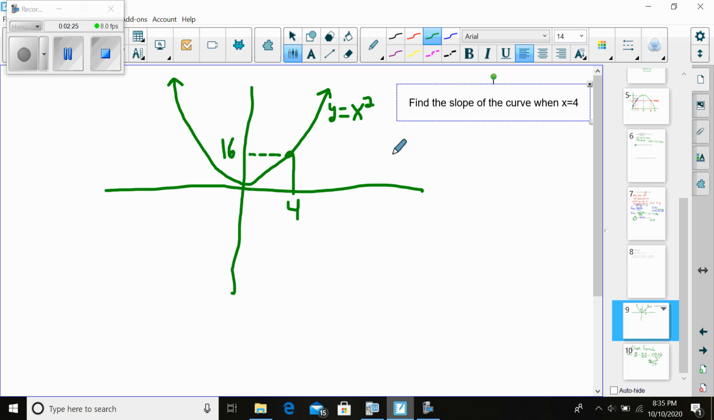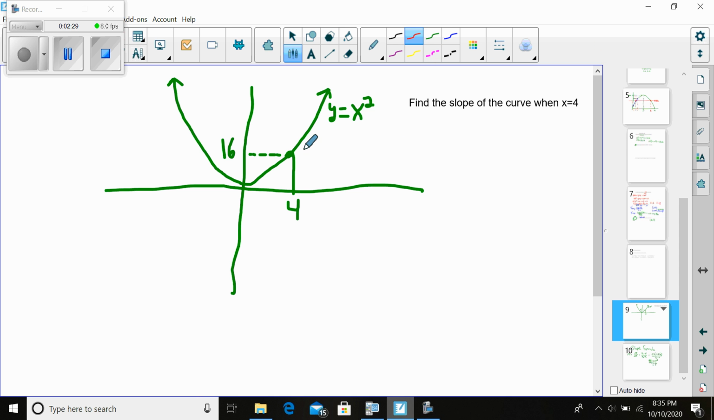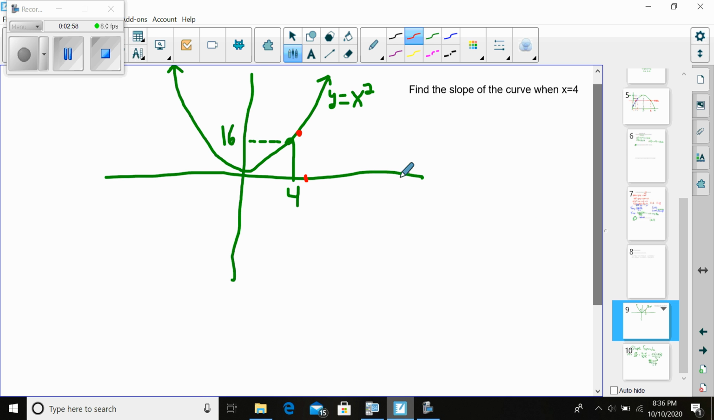We started doing this the other day when we were estimating velocity. We said, I have to have 2 points. I can get a very good approximation of the slope if I pick a point that's very close to this point, 4 and 16. I want to know what's happening right at this instant of 4, but as long as I pick 2 points that are very close together, I am going to get a pretty accurate representation of what is actually happening right at 4.